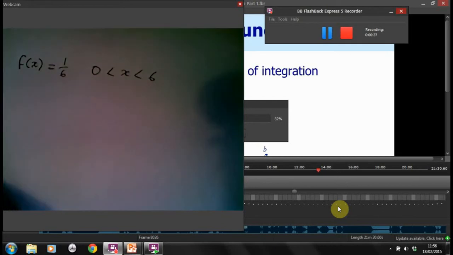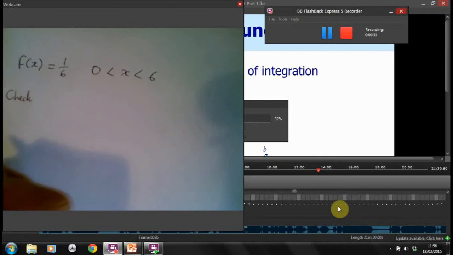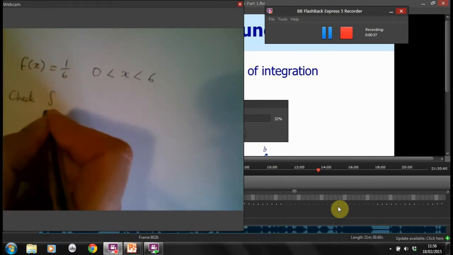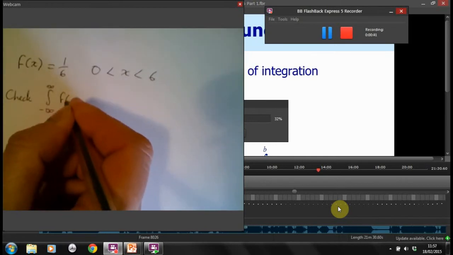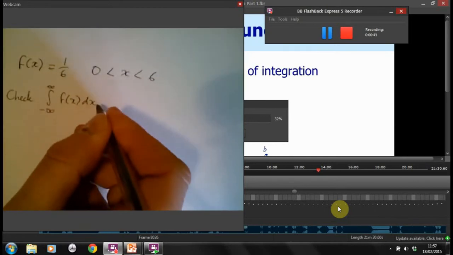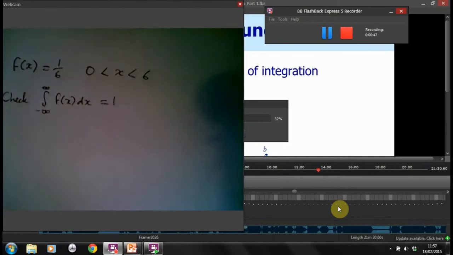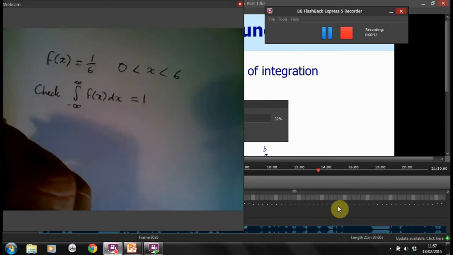Okay, so one of the first things I want to do is check that this is a valid PDF, and the way to do that is to check that the integral between negative infinity and plus infinity of f of x with respect to x is equal to 1. Okay, so let's see if we can do that.